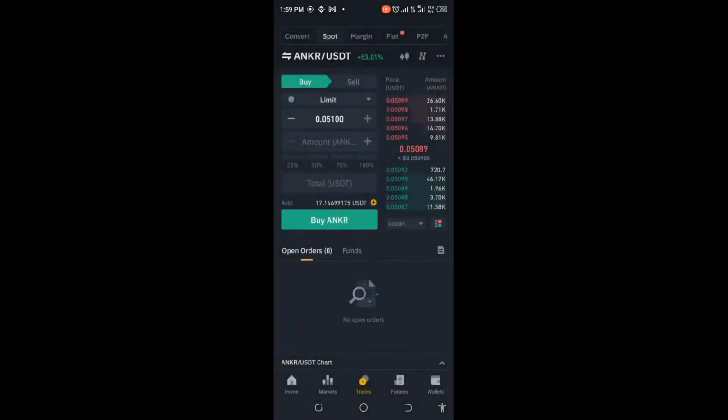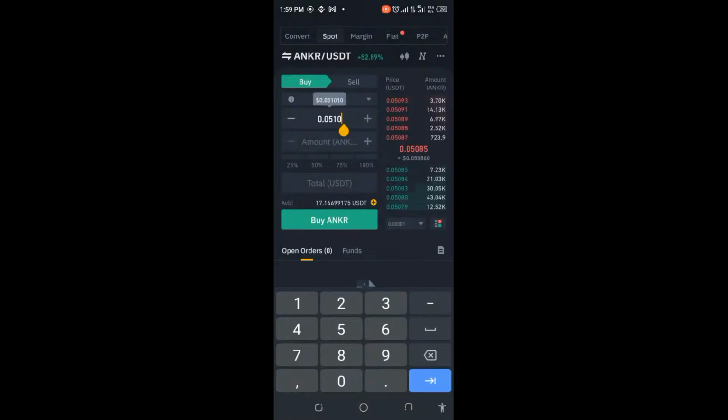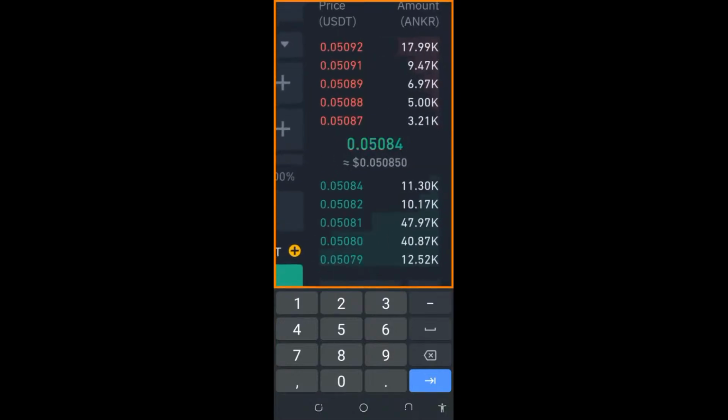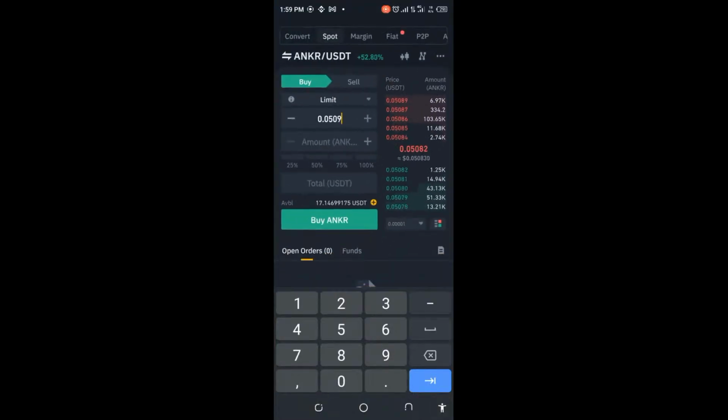So let me just change this to fit what I want. 0.509. Okay, what's the current market price? Okay, it's 0.508. It's already back to that. So if I just do a little simulation just to see what I will get, let's copy that. Okay, this is on 0.5082.